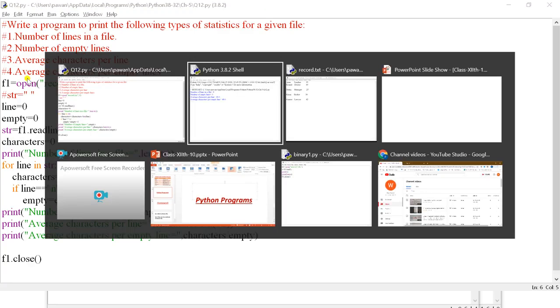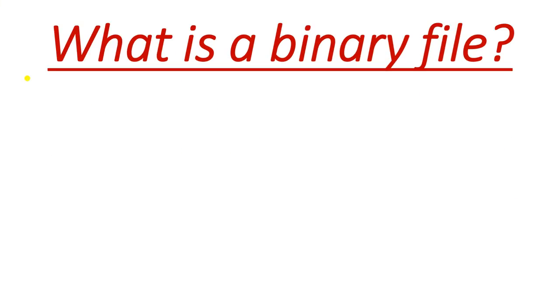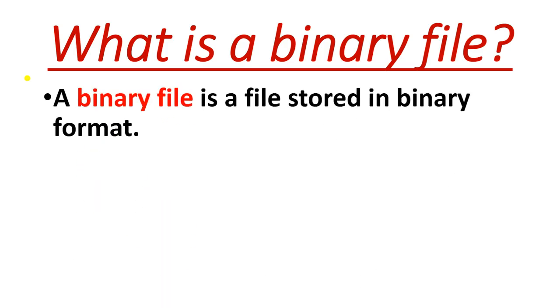So next is binary file. In the previous videos, we did programs related to text file only. Okay, and as you know, files are of two types, that is text file and binary file. Text file we already discussed. Now we have to discuss binary file. So a binary file is a file that's stored in the binary format, because your system understands only the binary language. So whatever information is stored here, it is in the form of binary.